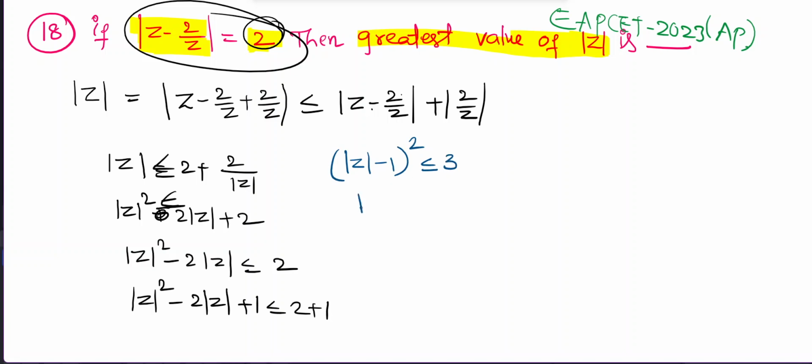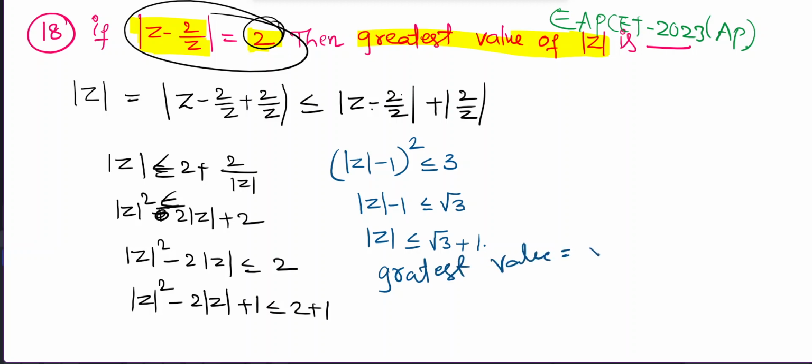From this, mod z minus 1 is less than or equal to root 3. From this, mod z is less than or equal to root 3 plus 1. So the greatest value of mod z is root 3 plus 1.